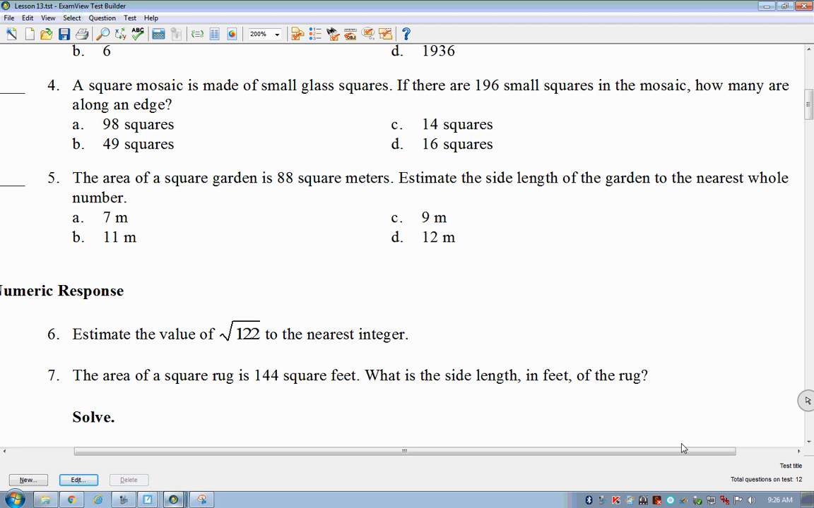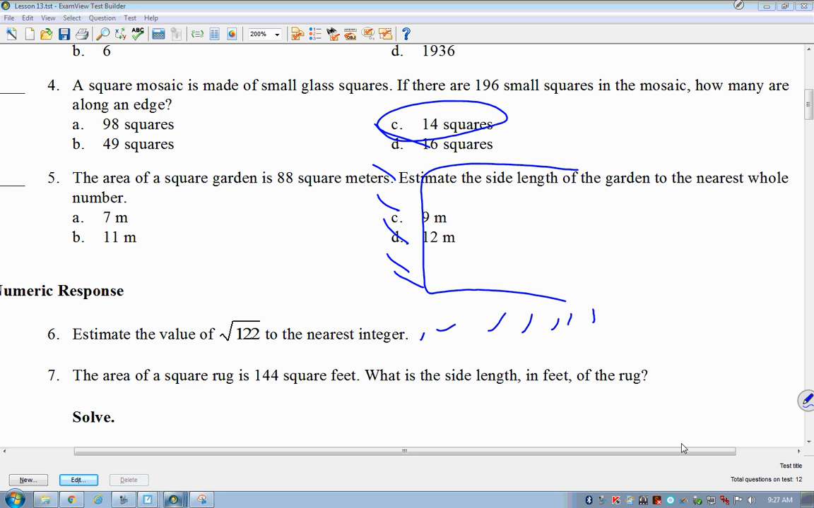Well, we know it's greater than 12 squared, which is 144. 13 squared is 169. What is 14 squared? 196. So our answer should be 14 squares, because it is 14 by 14, and it's going to fill it in with 196. So along one edge there should be 14, and along this edge should be 14.